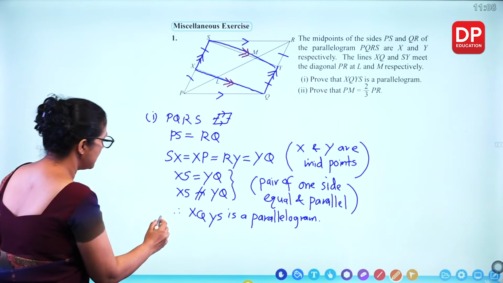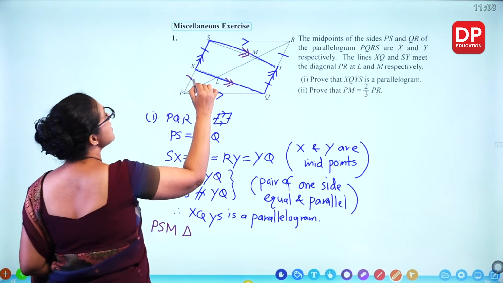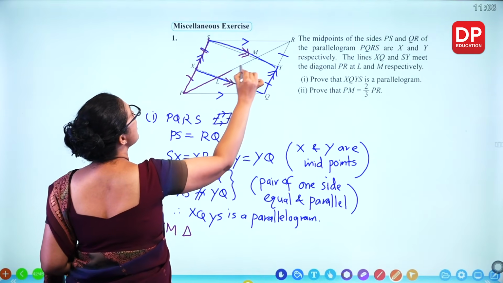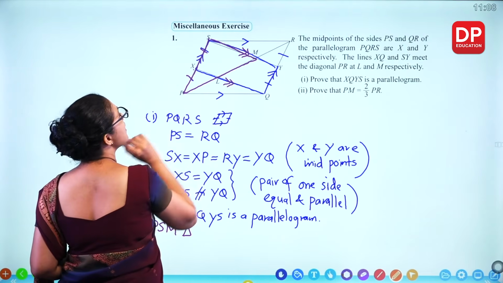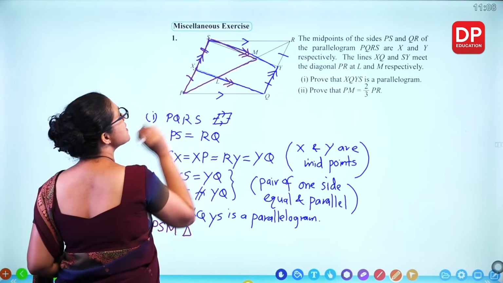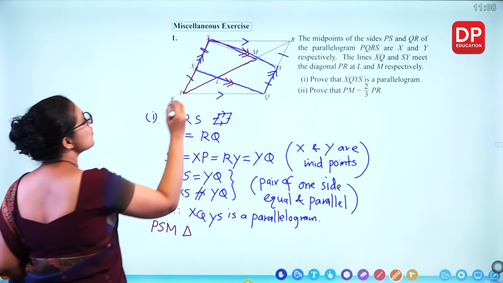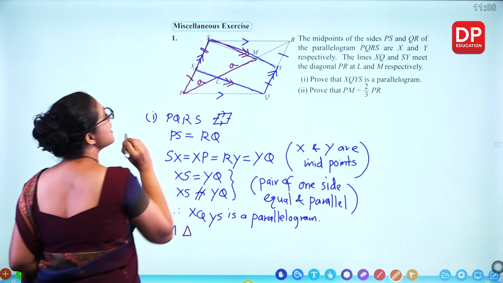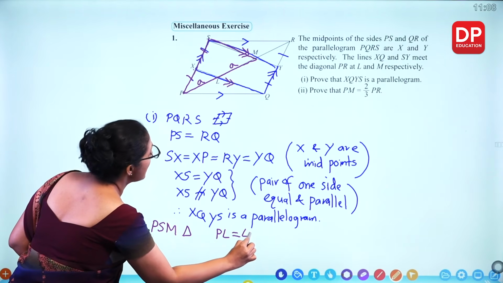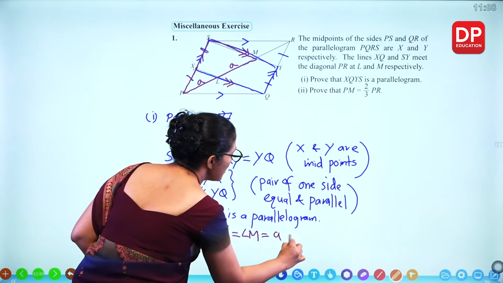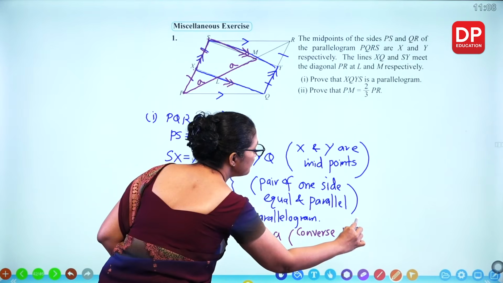PSM triangle. This length is equal to this. So PSM triangle, this is equal to this one and these two are parallel. What can you say about these two lengths? These two lengths are equal according to Converse midpoint theorem. So if this is A, this is A. So I can write PL is equal to LM, that's A according to Converse midpoint theorem.